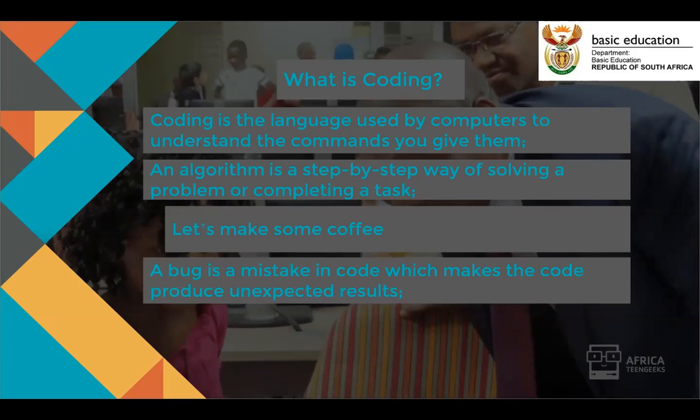And then sometimes, finally, we have bugs in our code. A bug is a mistake in code, which makes the code produce unexpected results. My algorithm about making coffee has a bug in the sense that I did not finish making the coffee. I just ended at plugging in the kettle. There are still things I didn't do. I didn't take out the coffee, the spoons, or the sugar. So I just boiled water essentially.